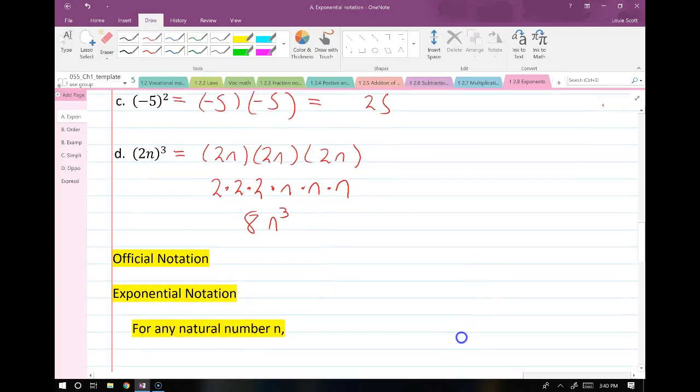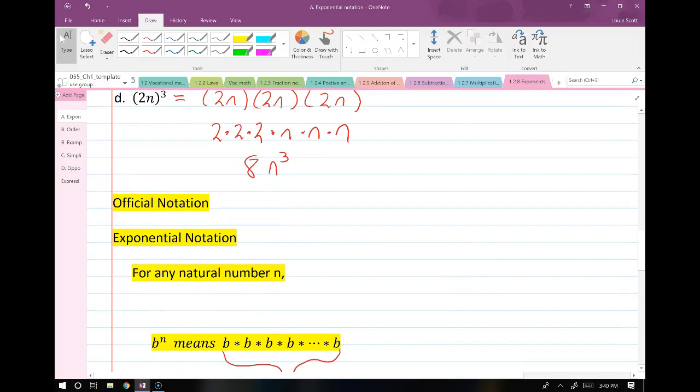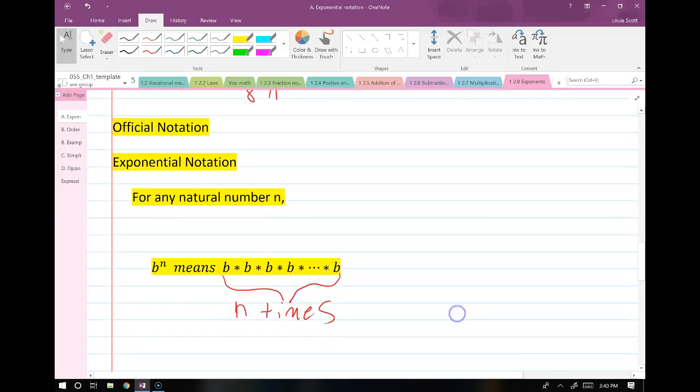Okay, so officially, the exponent notation says this. B to the n means b multiplied together n times.